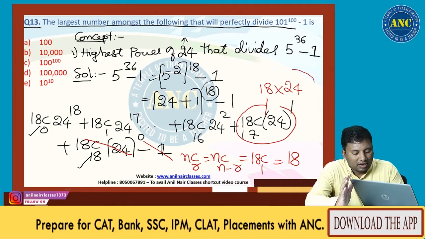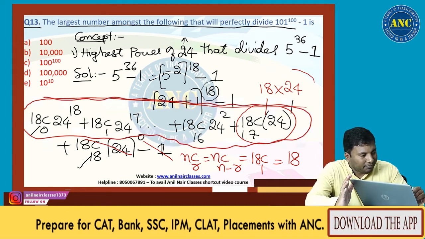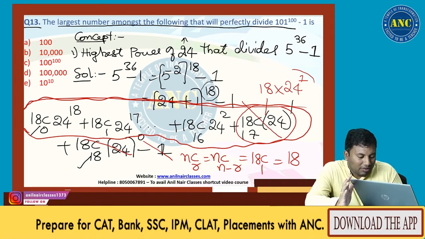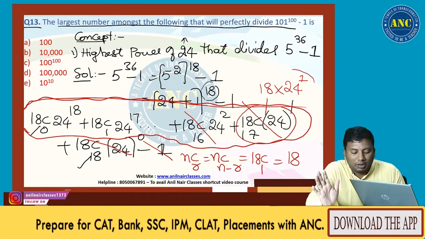Now from here to here, what is the highest power of 24 that divides? In 18 into 24 there is 24 power 1, so this number is perfectly divisible by 24 power 1. This also is divisible by 24 power 1. From 24 power 18 down to 24 power 1, each and every number is divisible by 24.